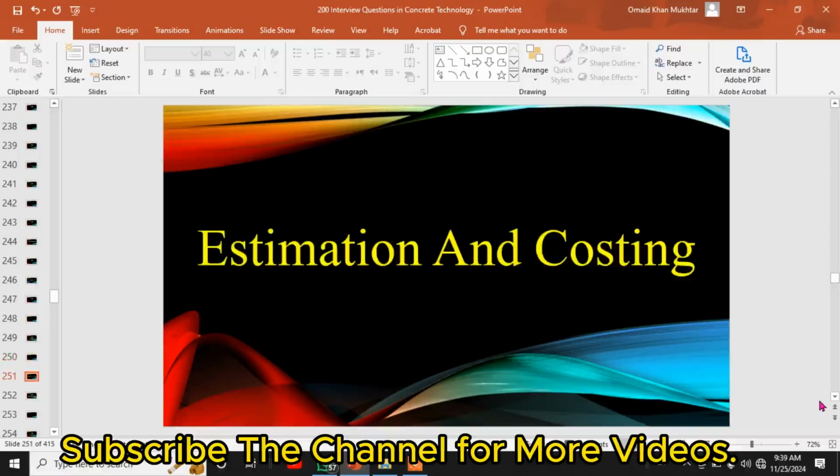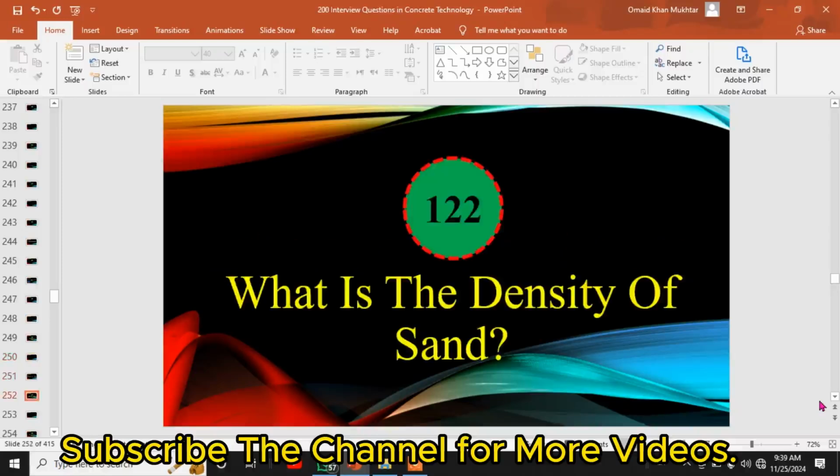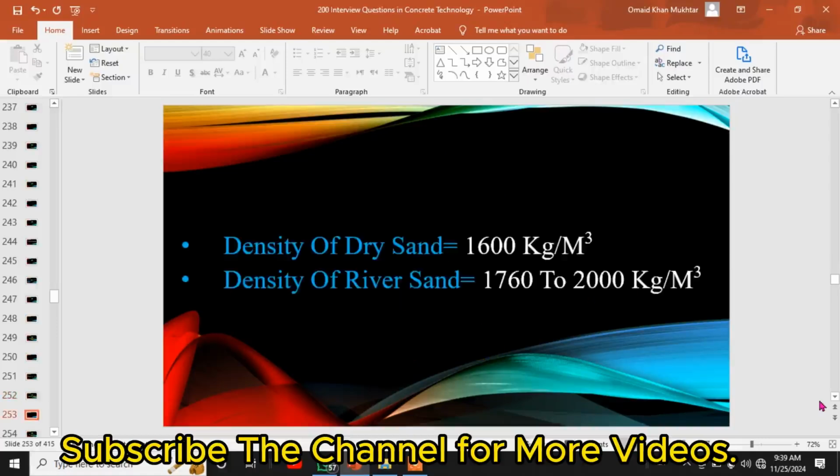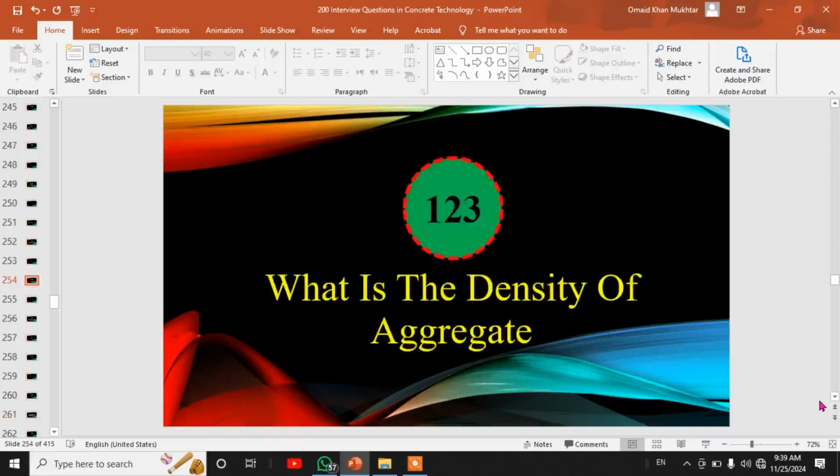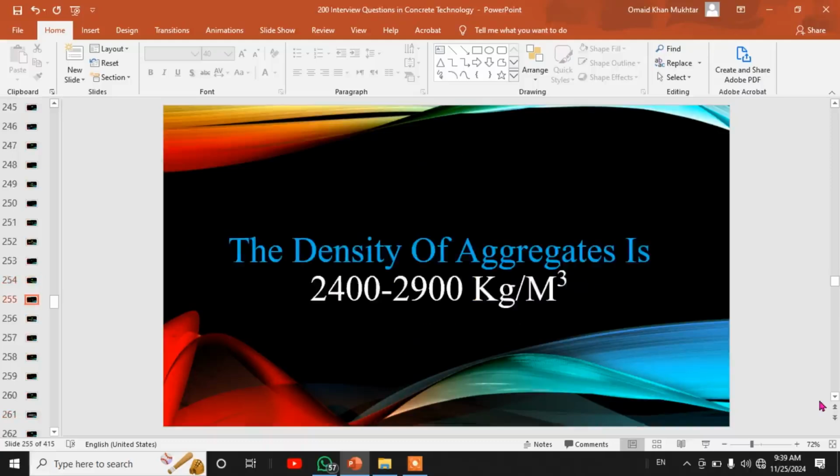Estimation in costing. 122nd. What is the density of sand? Density of dry sand equals 1600 kg per cubic meter. Density of river sand equals 1760 to 2000 kg per cubic meter. 123rd. What is the density of aggregate? The density of aggregates is 2400 to 2900 kg per cubic meter.